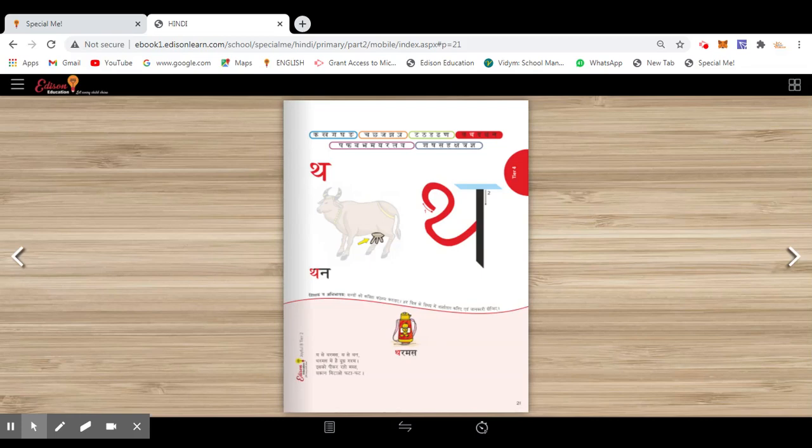So students, now you have to revise the vyanjans from T to Th, and the vocabulary words as well as its rhyme. Is it clear to you?